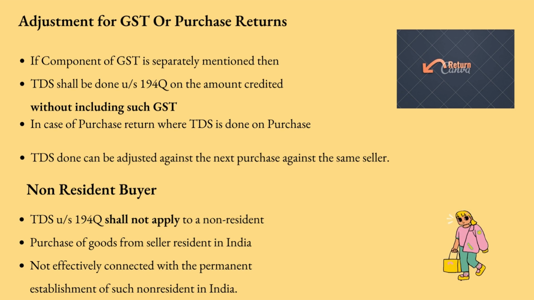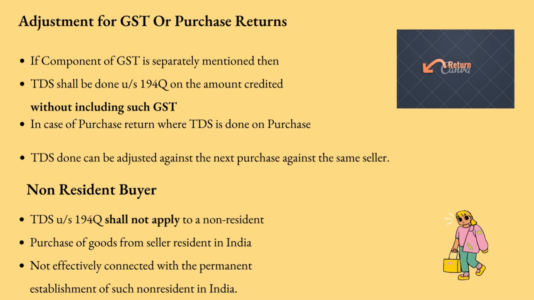When Section 194Q was introduced in the Finance Act 2021, it clearly mentioned the seller being a resident in India. But there was no specification whether a non-resident can be a buyer under Section 194Q of the Act. It has been clarified that the provisions of Section 194Q shall not apply to a non-resident who purchases goods from a seller who is resident in India and is not effectively connected with the permanent establishment of such non-resident. Permanent establishment has been defined to include a fixed place of business through which the business of the enterprise is wholly or partly carried on.